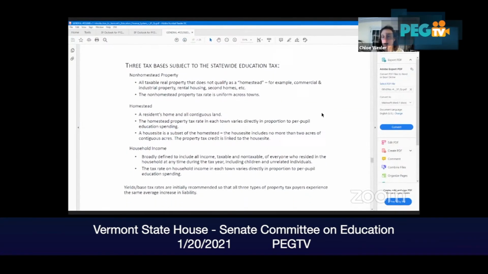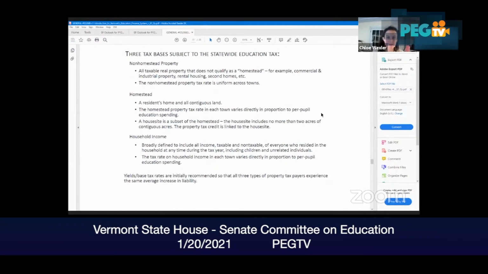So, in summary, there are three tax bases that are subject to the statewide education tax: non-homestead property, and homestead, with the acknowledgement that homestead can be paid either on property or household income. That's what we're really trying to drive home in this slide here.